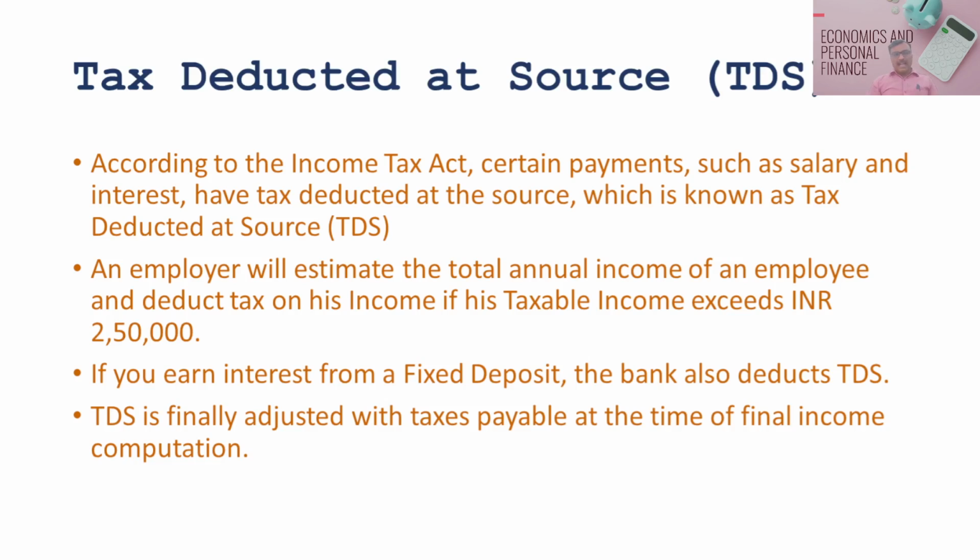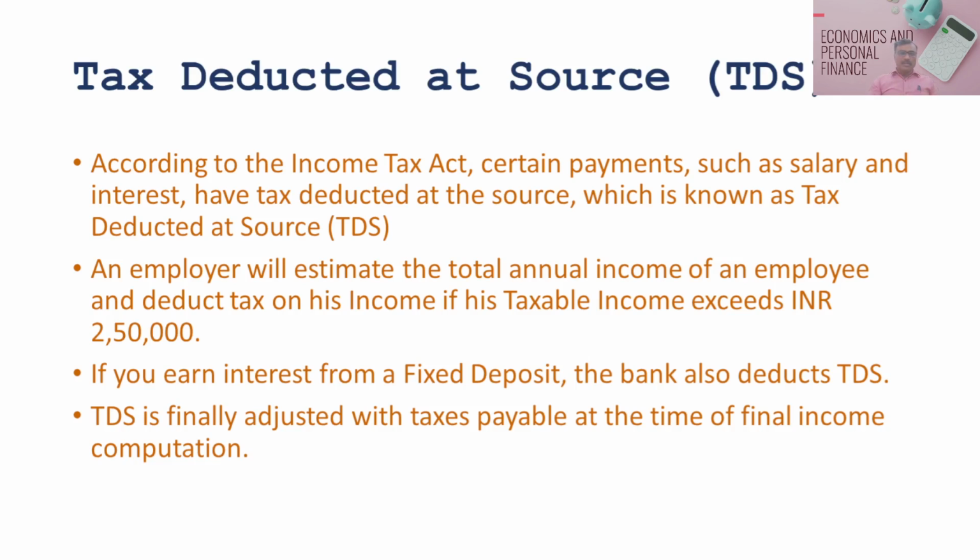As per the Income Tax Act, there are specific payments like salary and interest that have taxes taken out directly before you receive them. This process is known as tax deducted at source. When you work for a company, your employer will figure out how much money you are expected to earn in that entire year. And if the amount is more than the basic taxable limit, you will be taxed. Okay. And they will deduct the tax from your salary only. So you don't have to go to the income tax department. They will deduct the portion of the yearly tax from your salary.